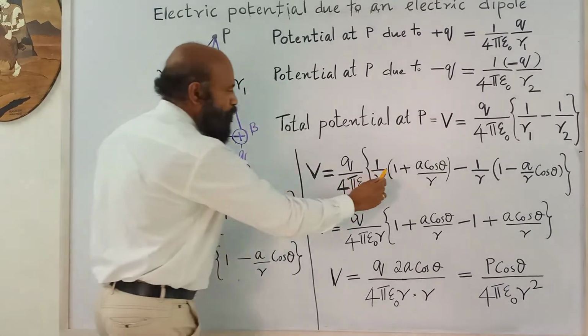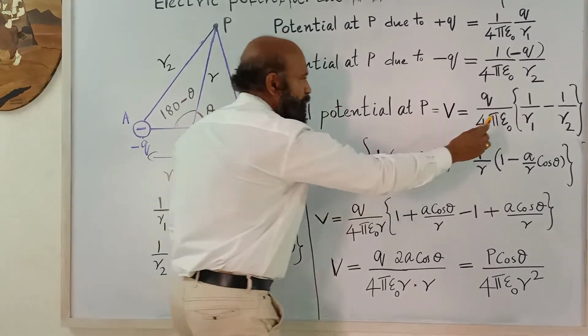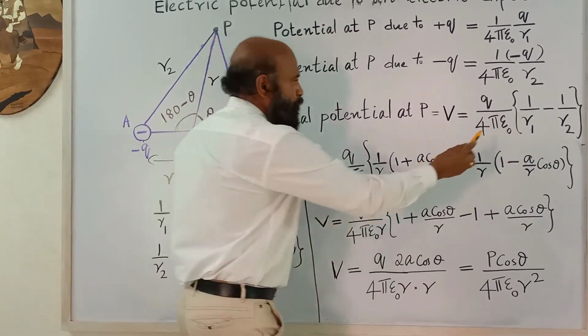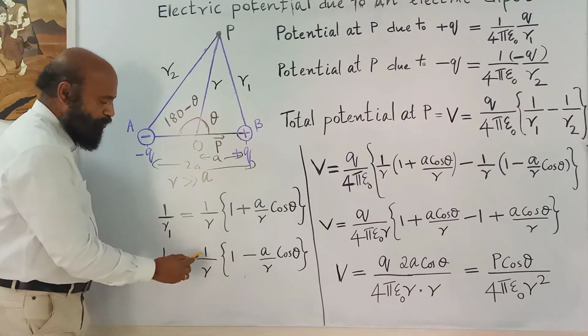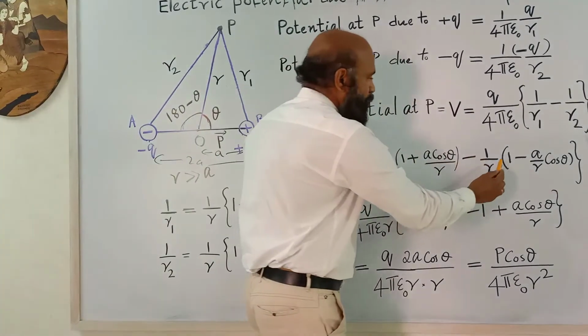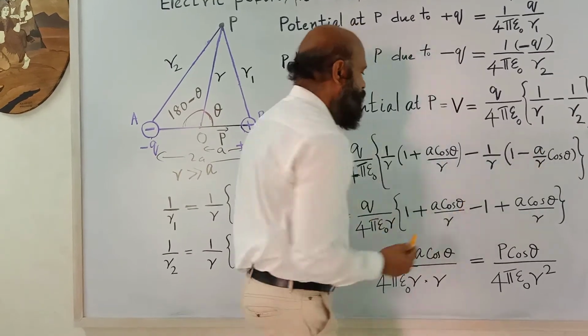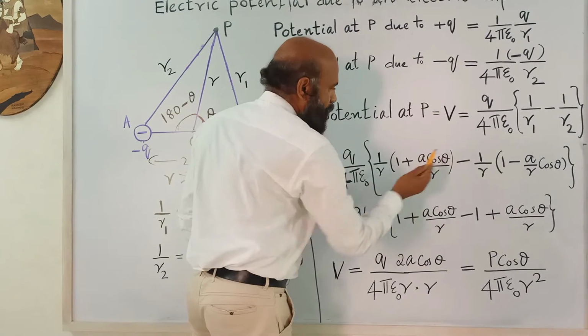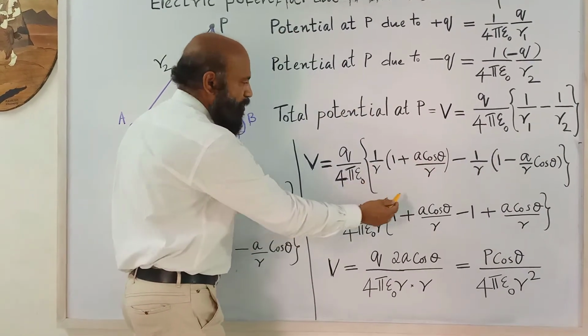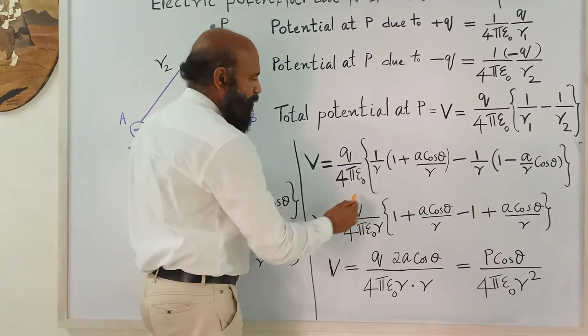1 by R into 1 plus A by R cos theta, then minus. For this 1 by R squared, we can substitute this relation: 1 by R into 1 minus A by R cos theta. Here we can see 1 by R, again 1 by R, so 1 by R is common, so you take it outside.